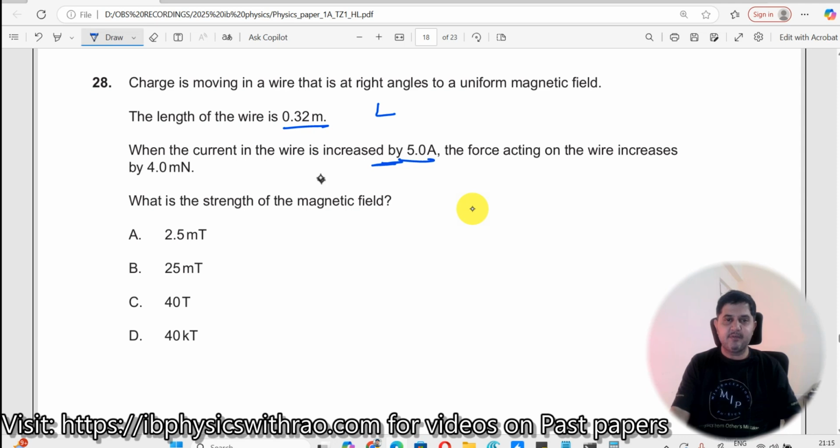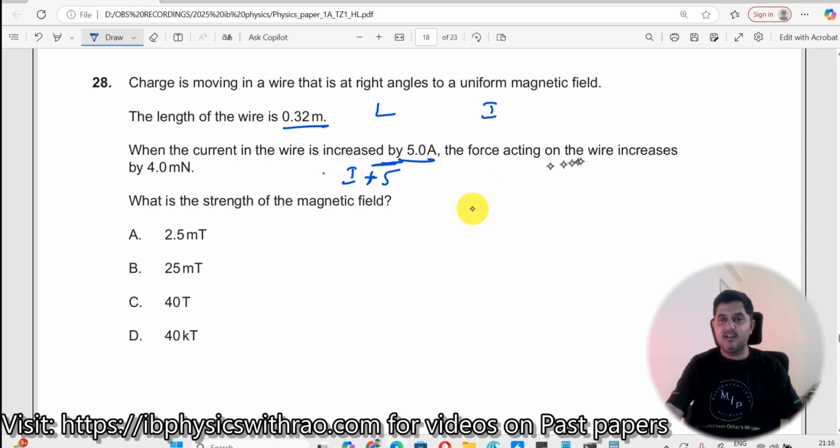So if the current here in the first case is I, then the current in this case becomes I plus 5. This is the thing that we need to look into. If it said current is increased to, then I can directly substitute I equal to 5. If it says increased by, that means you have to just add 5 amperes to the existing.